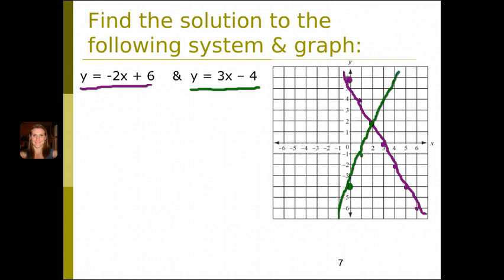So you can see that on this graph, our point of intersection is going to be (2, 2), because that's where the two lines cross.